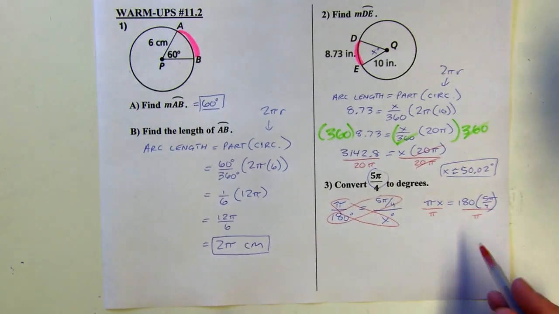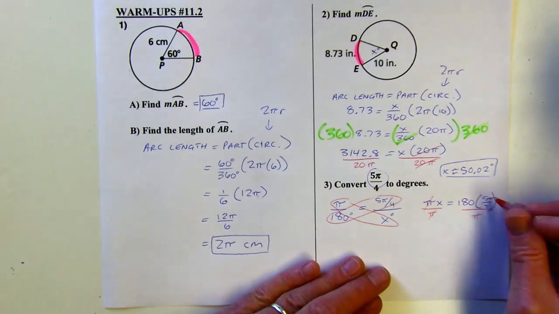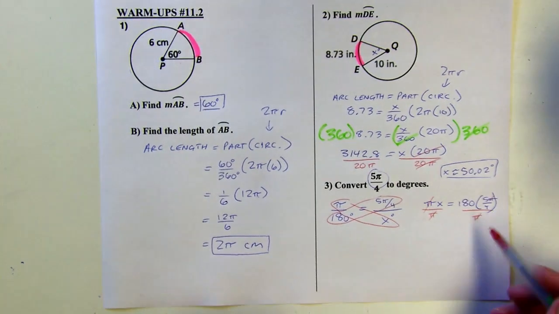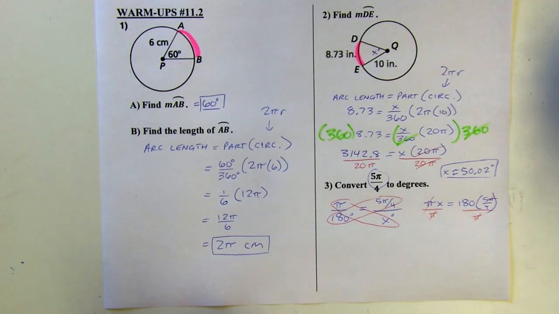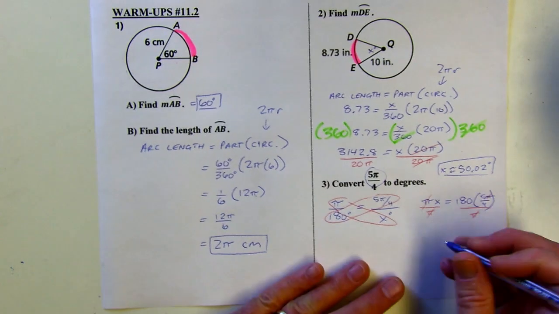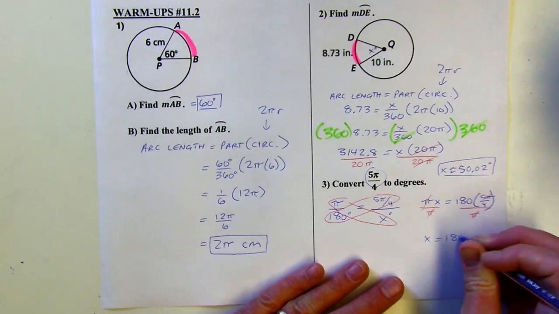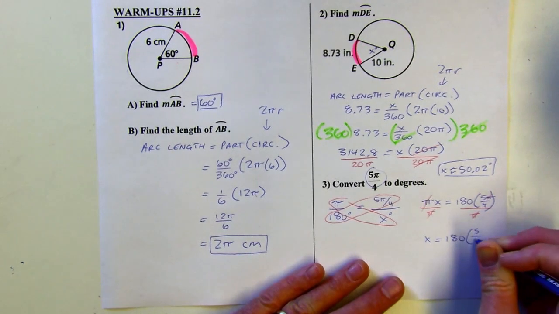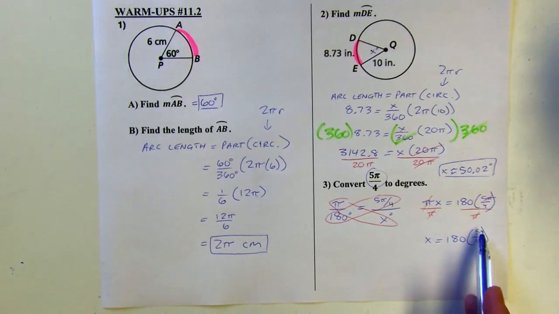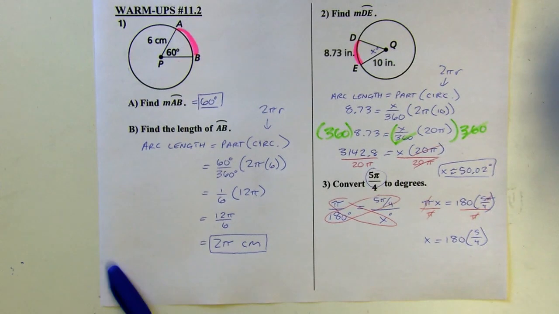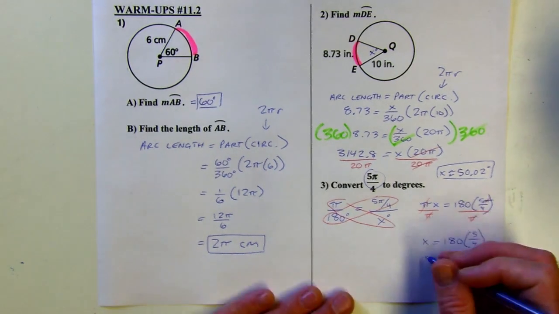And this is going to work out really nicely because these pi's cancel, but also these pi's do as well. Because you could write that as 5/4 times pi. I could put the pi out there, right, if I wanted to. Okay. So now x is going to equal 180 times 5/4. And I would just put that into a calculator. Multiply by 5, then divide by 4. So let's see. That's going to give me 225.